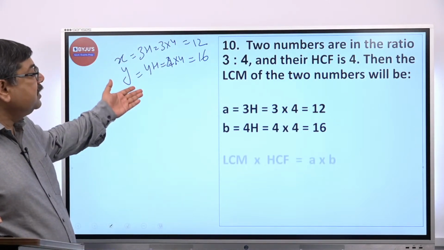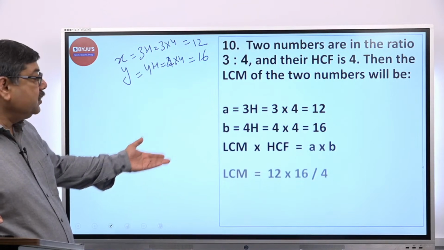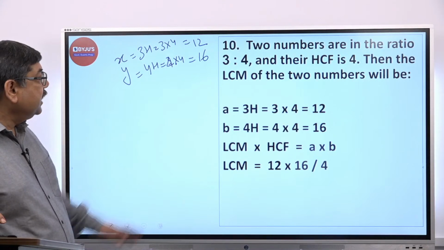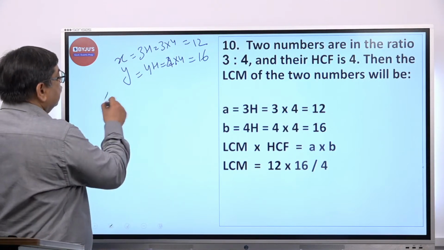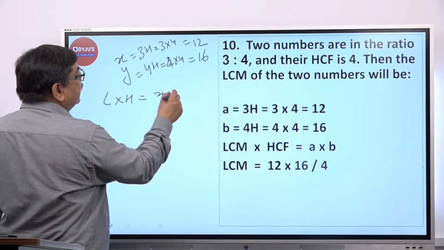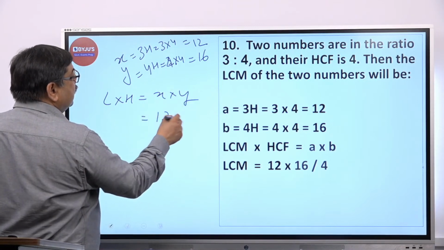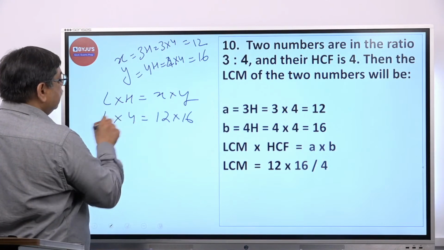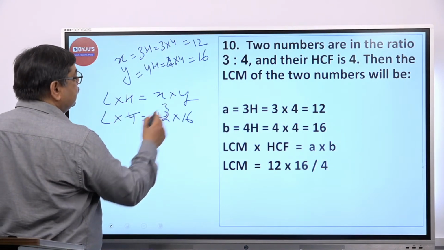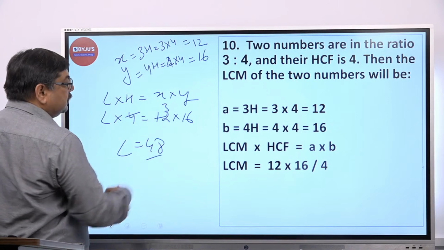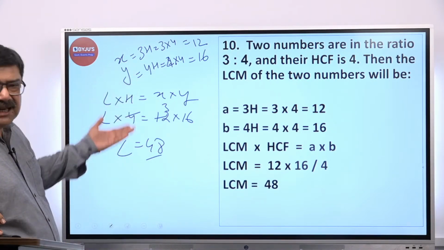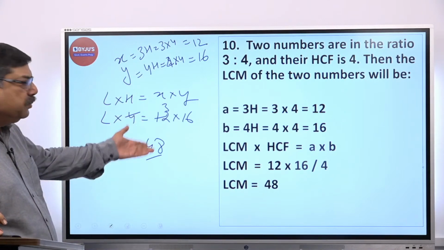Now you know the numbers, you know the HCF also. So employ this formula. LCM into HCF is equal to X into Y. So this is 12 into 16. HCF here is 4. So LCM is the only thing which is remaining. 3 4s are 12, so L here is 48. That is the LCM of 12 and 16 anyhow, you know. So no need to put into formula also.